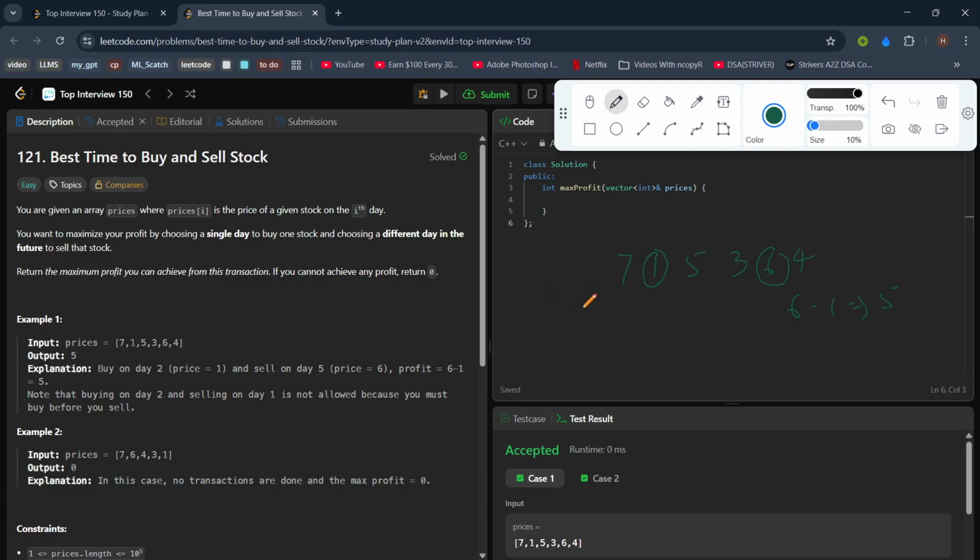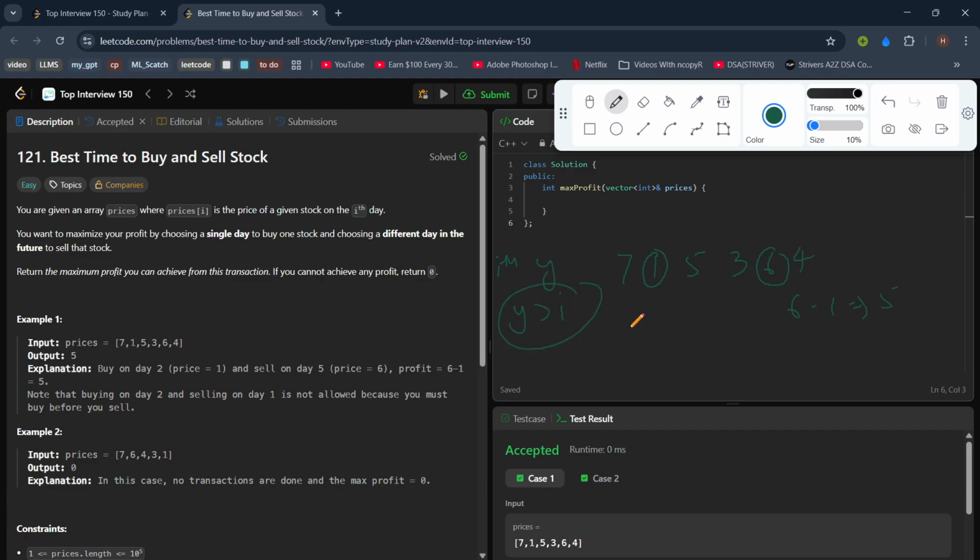So what is the strategy? You need to buy at a particular day where the price is lowest, and you need to try and sell at a particular day where the price is highest. But one thing you need to see is, if you buy on the ith day, you need to sell on a day j such that j is greater than i.